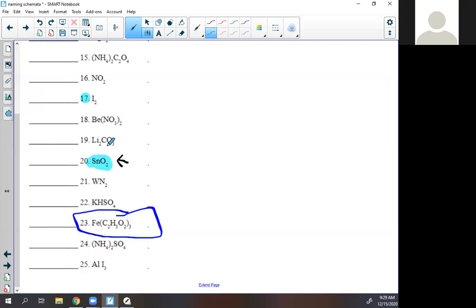Tin-4 oxide is correct. What did you get, Bella?